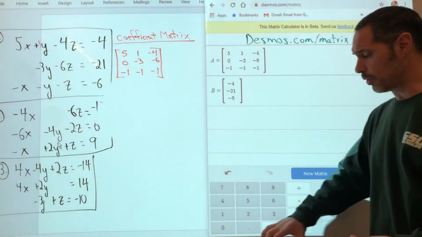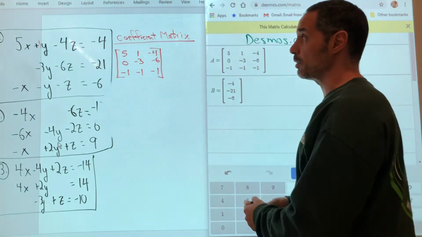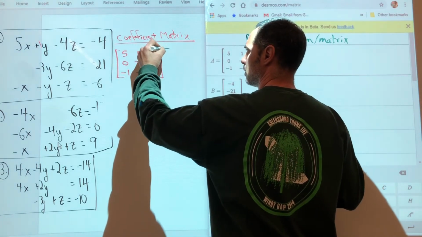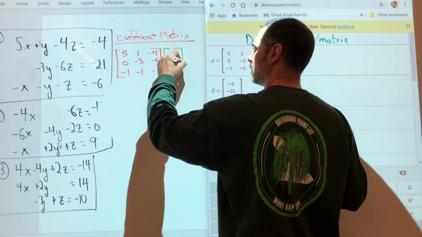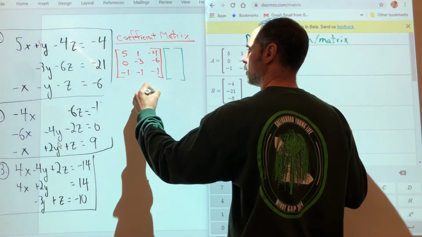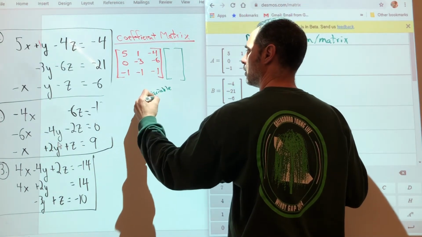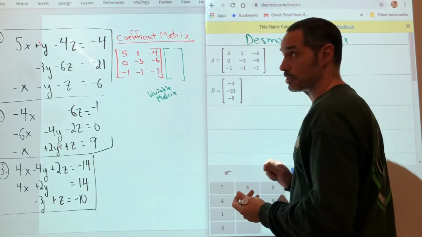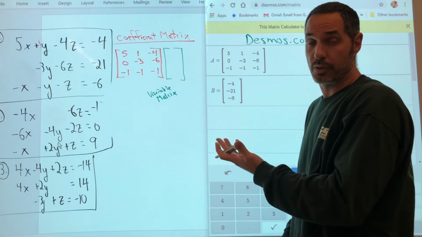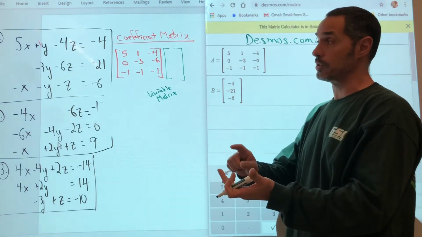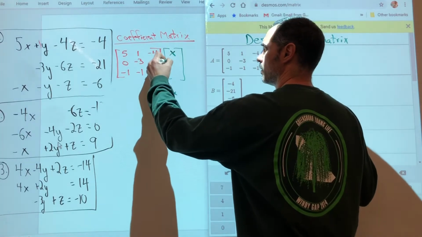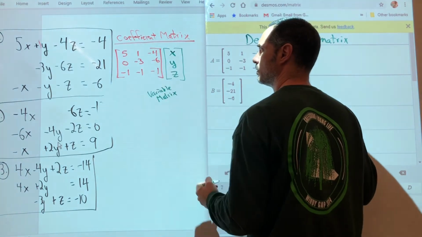And we're going to take the coefficient matrix and we're going to multiply it by the variable matrix. The variable matrix is the variables that are in the question. The variables that we're using here are x, y, and z. So this is x, that's y, and that's z.